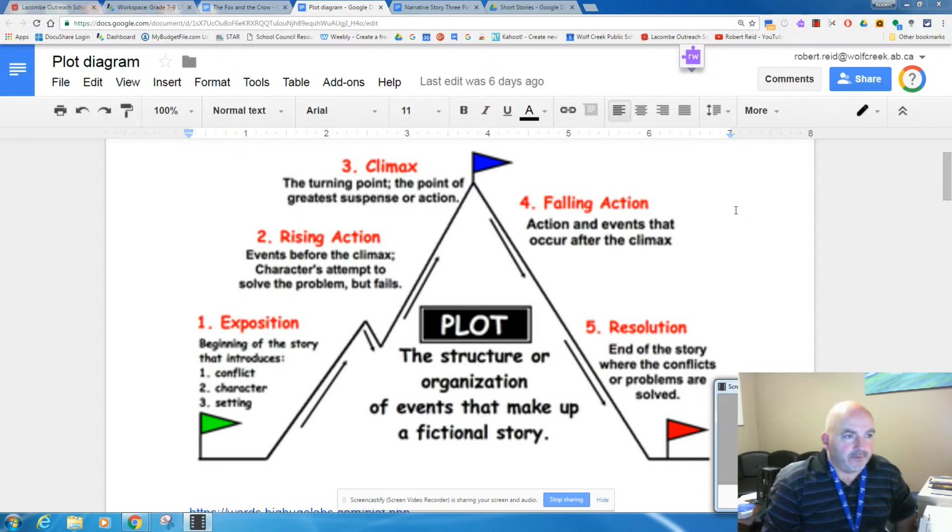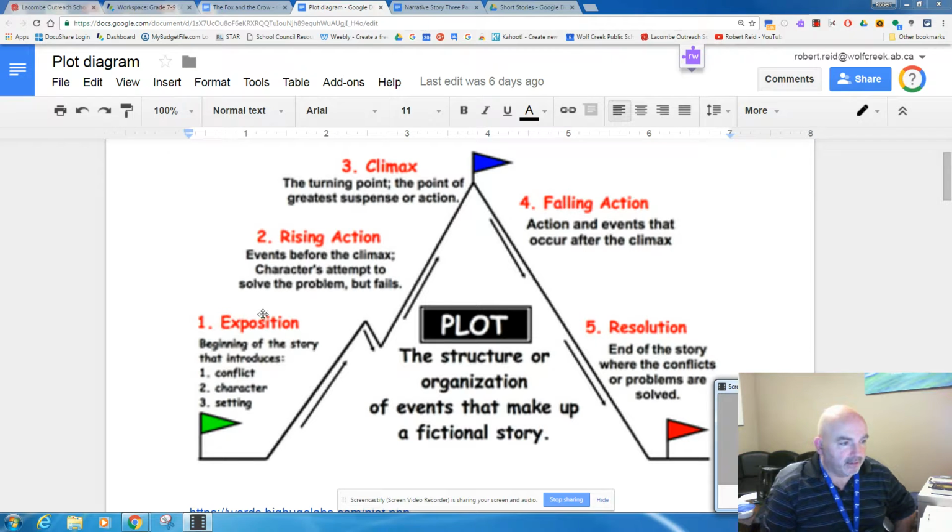Hello, everyone. Today we're going to be looking at summarizing narrative stories and making outlines for them. We do this because we want to be able to understand the sequence of a story, and it helps us also improve our writing. So, the first thing we're going to do is take a look at this plot structure. This is the structure or organization of events that make up a fictional story or a narrative story.